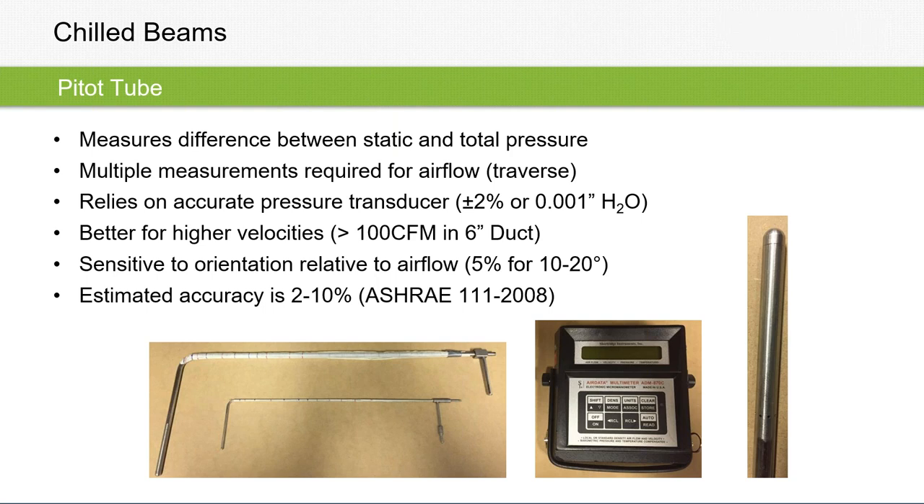Some other issues, if you're slightly off of the parallel to the velocity in the duct, you may lose some accuracy there as well. This is a very accurate pressure manometer transducer, so you're pretty accurate on the pressure reading. But the problem is you can be off a little bit in that axis. If you're not aligned, if you're a couple of degrees off, you're going to see a huge drop in accuracy. So it's very sensitive to orientation. And also at low airflows, again, below 100 CFM in a 6-inch duct, you may not be very accurate. So that's why we really want to use the pressure method as opposed to the traverse.